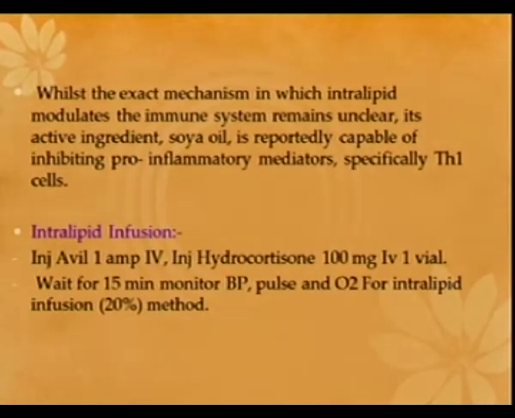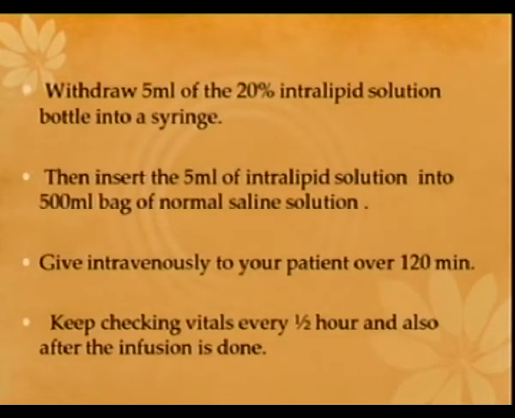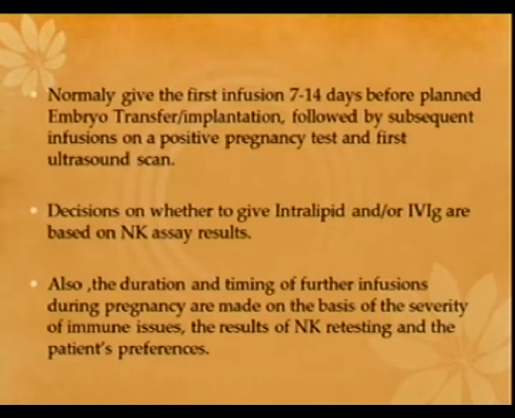Now, how do you infuse this? This is available in a pharmaceutical pack of 1 liter or also in a pack of 200 ml. Injectable hydrocortisone from a vial is given IV. Then you wait for 15 minutes and monitor the vitals of the patient. Withdraw 5 ml of the 20% intralipid solution into the syringe, and then it can be infused into 500 ml of normal saline solution. It is given intravenously to the patient over 1 to 2 hours, checking the vitals every half hour.